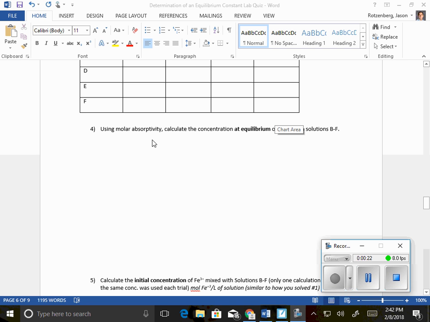That molar absorptivity value that you calculated last class is what you're going to need to solve for the concentration at equilibrium for all of these different solutions. So again, I will show you one example.